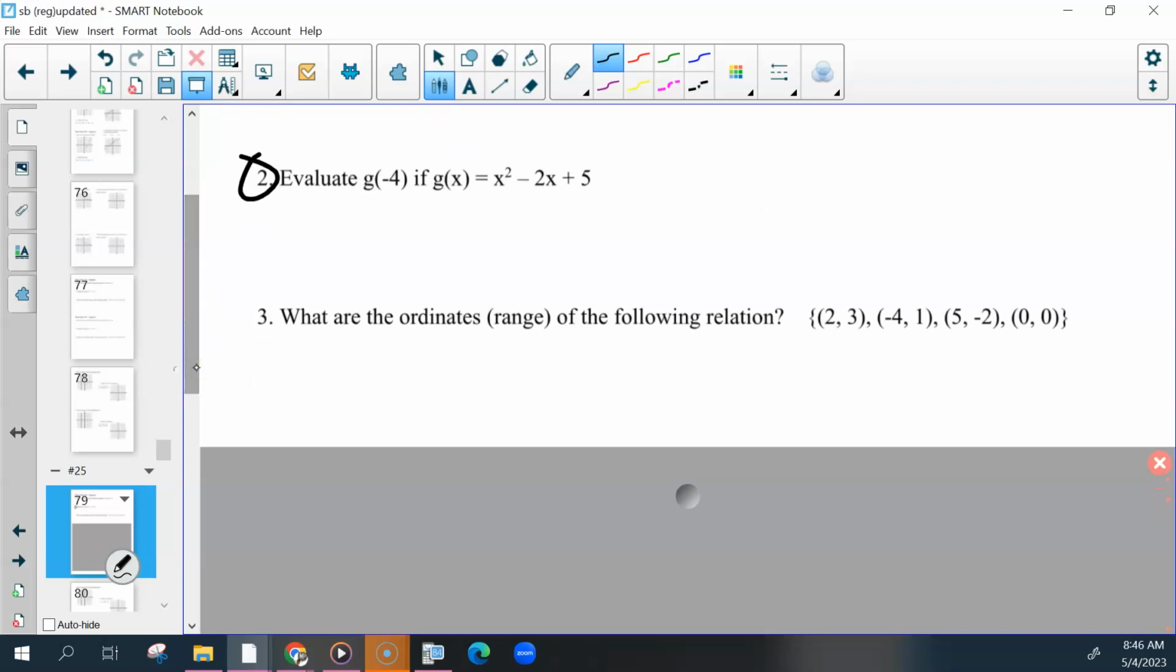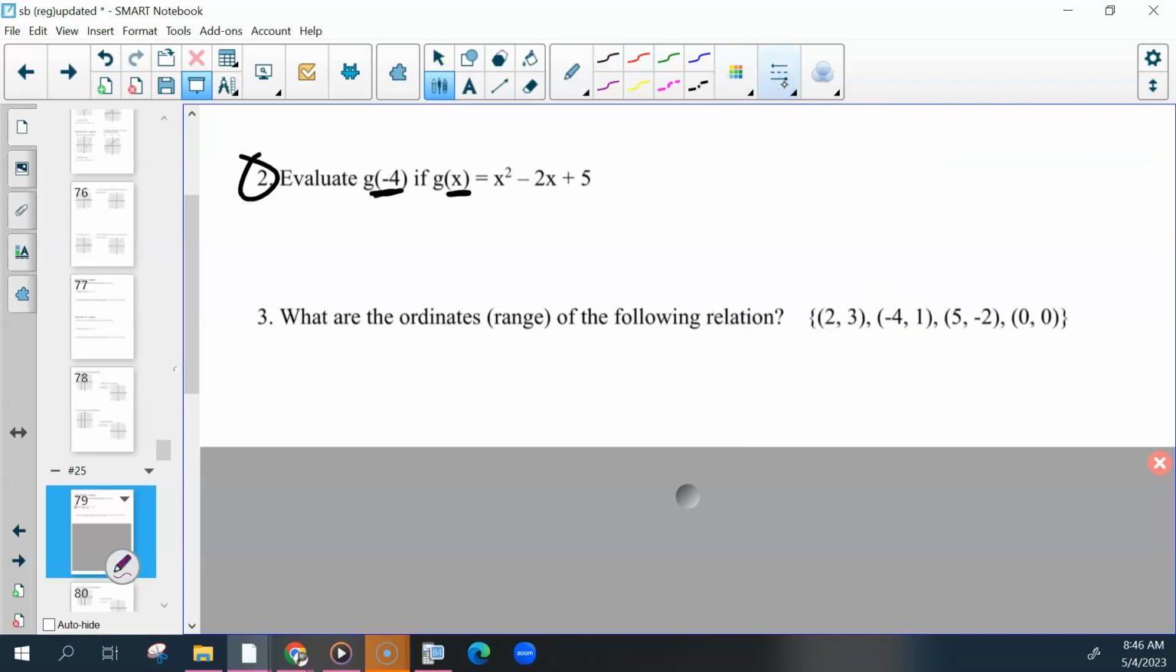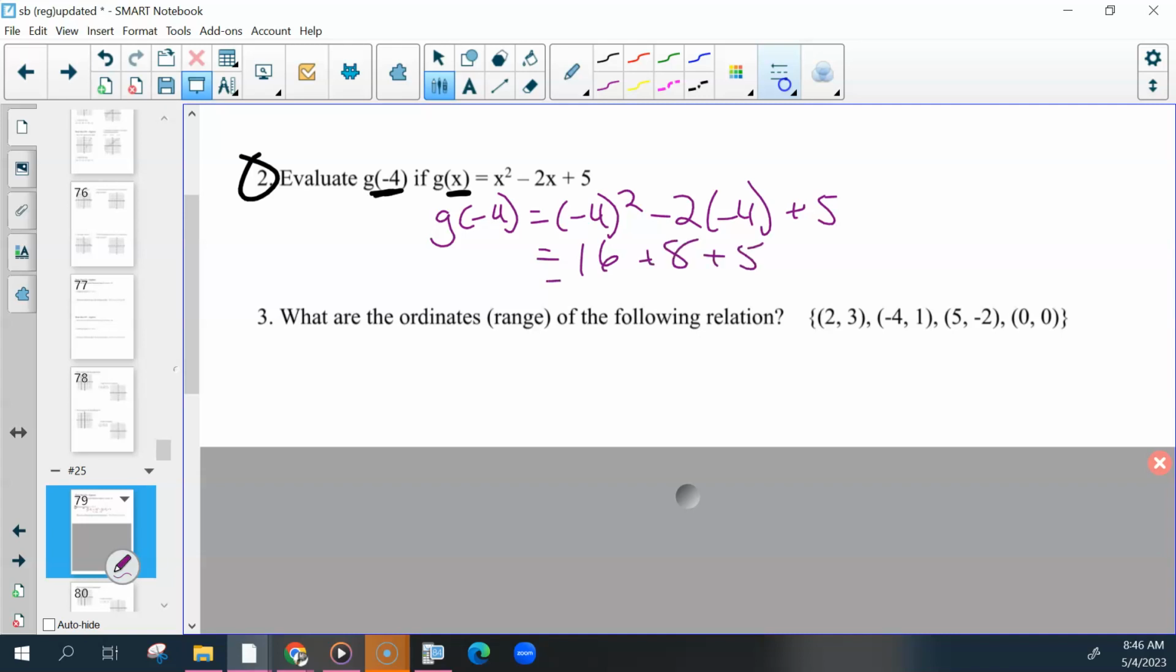This is an evaluating problem. You're given g of -4. That -4 is going to go where x is. So everywhere you see an x, you're going to put -4 in for it. So this would give us +16, +8, plus 5, 24, 25, so 29. So g of -4 equals 29.